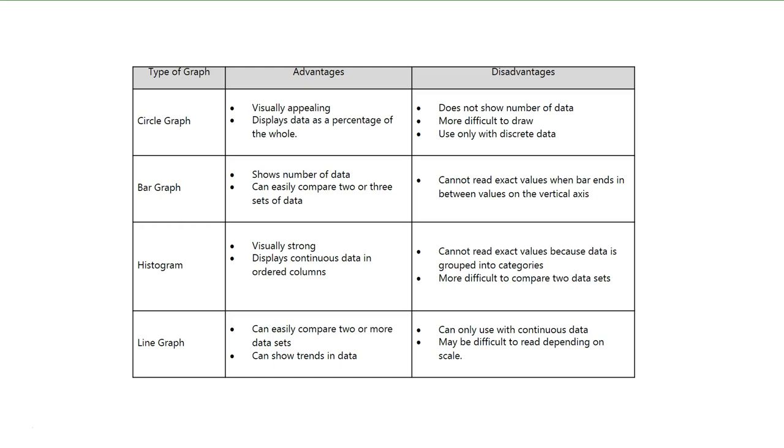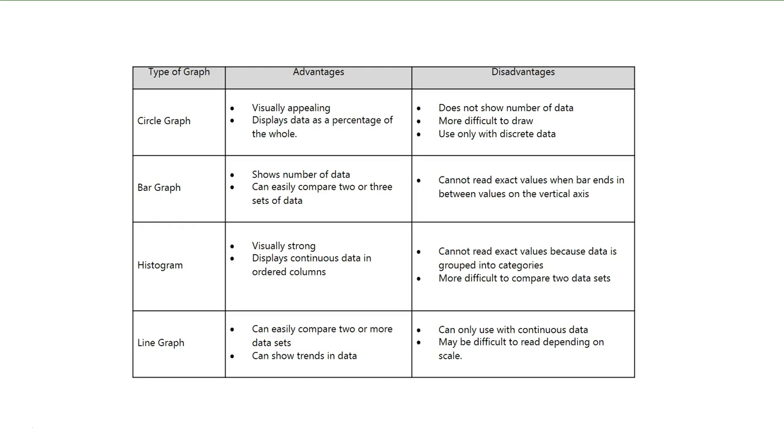Disadvantages, it doesn't actually show the number of data, only the percentage. And they are much more difficult to draw than the other types of graphs. You have to find the percentages and then find the percent of a circle and then use a protractor to accurately draw each section. You can only use it with discrete data as well.